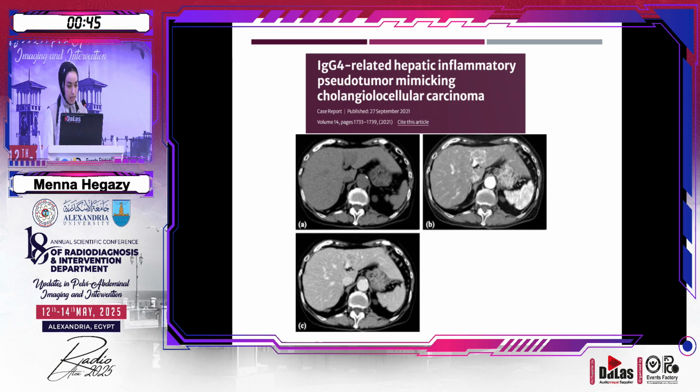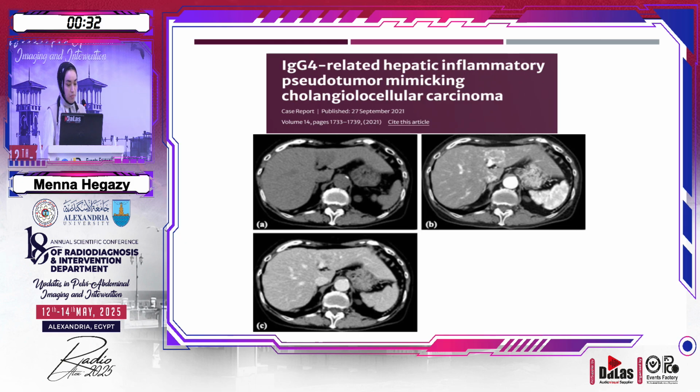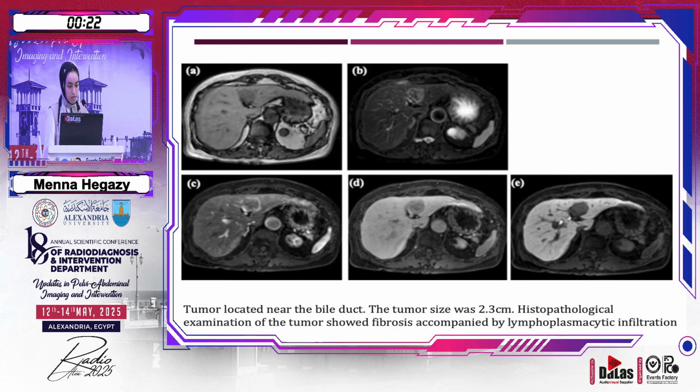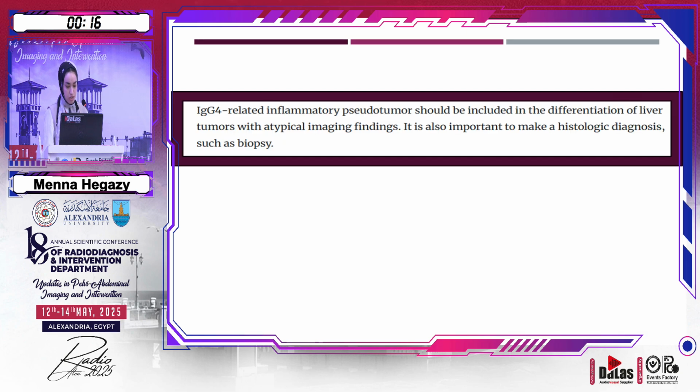This is another case in 2021. This time it was misdiagnosed as cholangiocarcinoma because of the delayed enhancement it shows of the focal lesion. It was a 70-year-old female patient with past history of rectal cancer. At that time, malignant lesion couldn't be ruled out, and the patient requested immediate liver resection. This is an MRI. Post-surgical resection biopsy also showed fibrosis and lymphoplasmacytic infiltration.